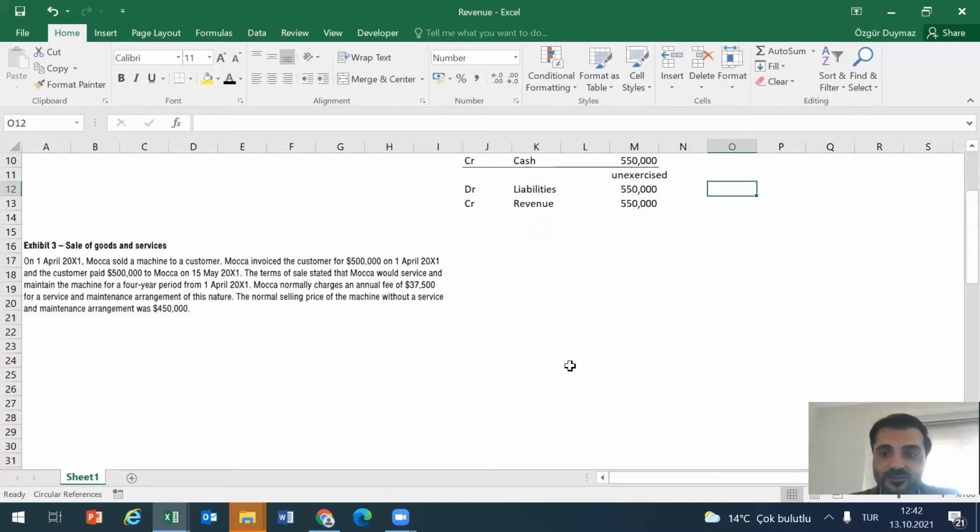It means there are 2 types of sales. The first one is transferring the machinery to a third party. The second is to service and maintain this machine for a 4-year period. And Mocha normally charges an annual fee of $37,500 for service and maintenance, and the machine's normal price without service and maintenance, which means the standalone price, is 450.